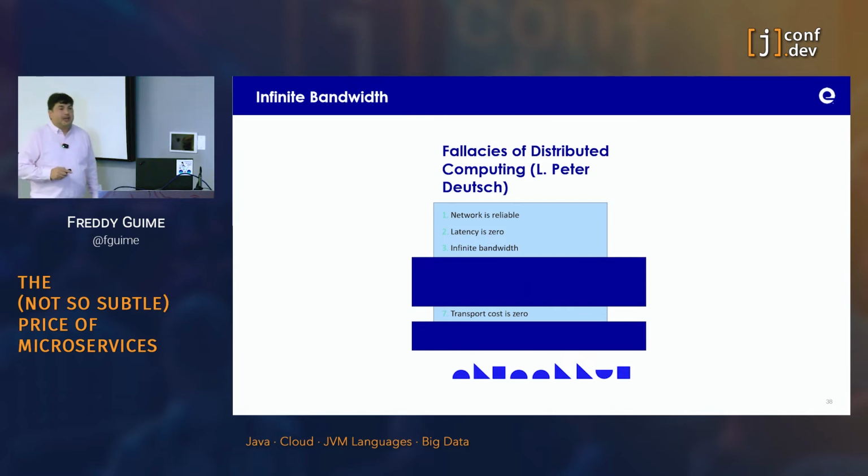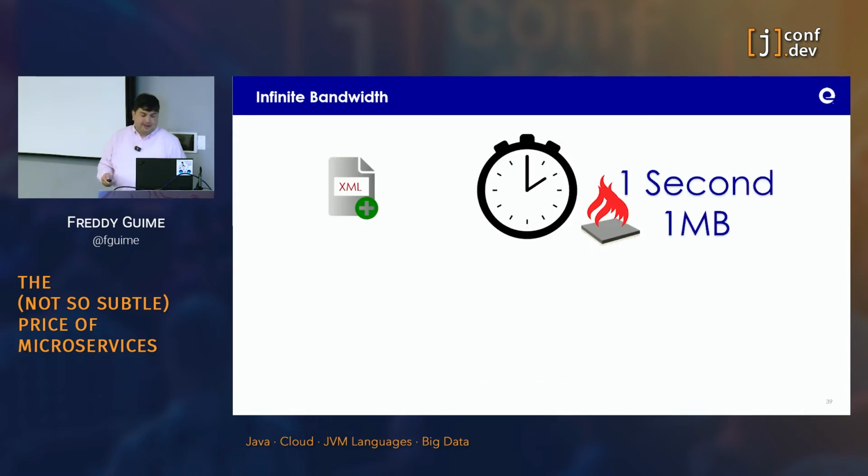In this particular case, one of the main reasons that we ran into concerns and issues of latency was essentially these four parts. We thought the network is reliable, latency is zero, infinite bandwidth, and transport cost is zero. And all of this happened because the airline industry loves to work on XML. Now, yeah, we should be fine.